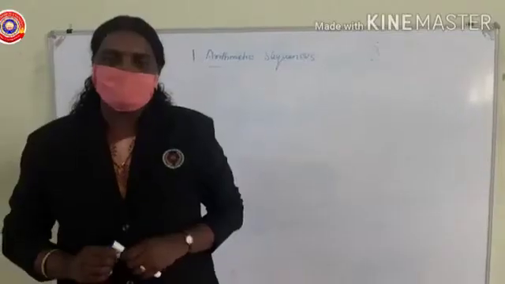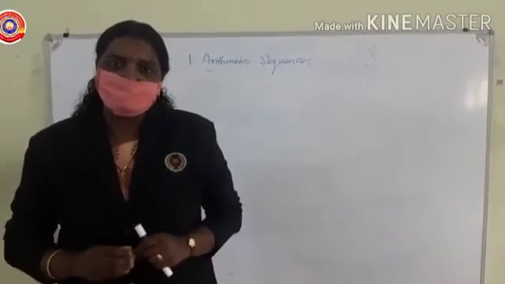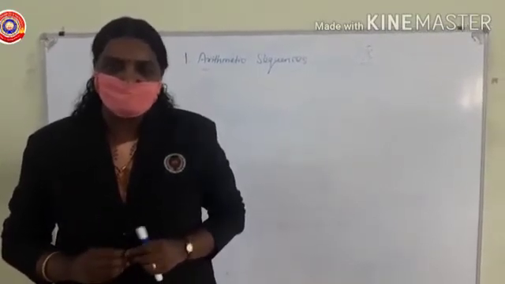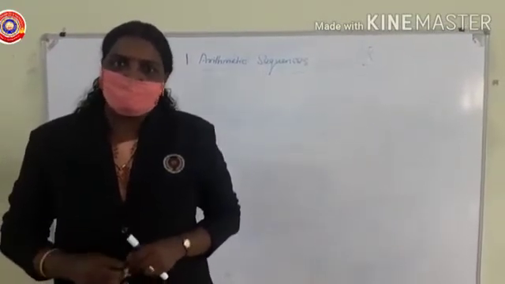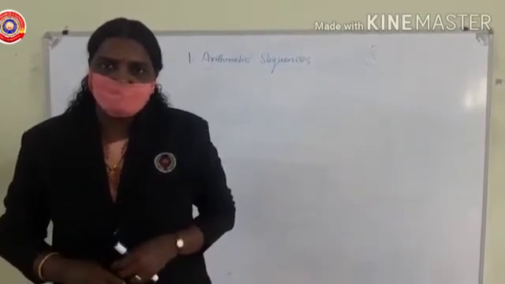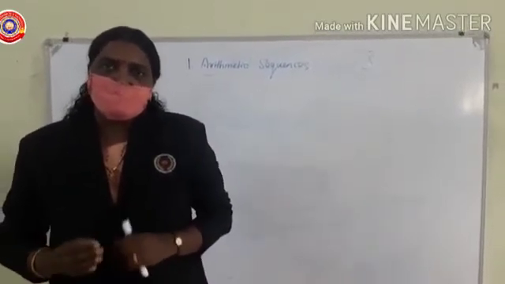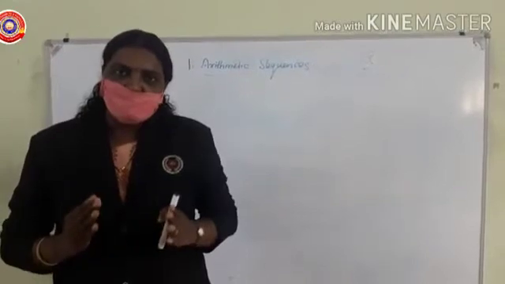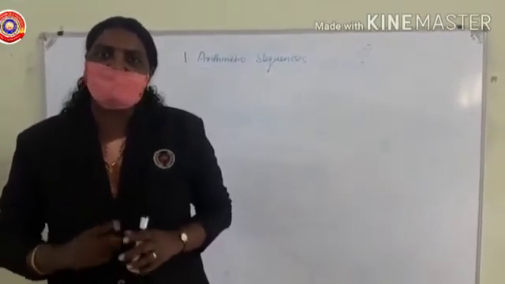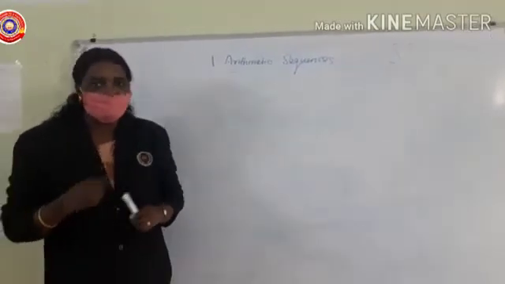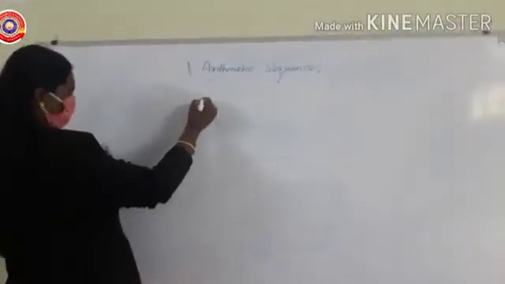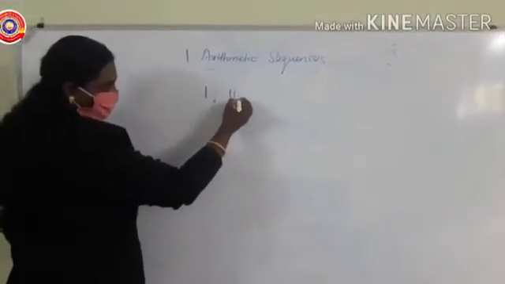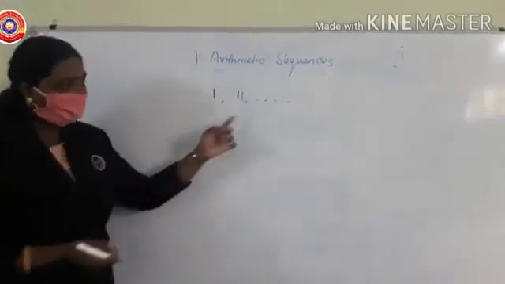Okay. In the last class, we learned about common difference. Let's go through some examples. Can you make an arithmetic sequence with 1 and 11 as the first and second terms? Here, 1 and 11 are the terms of the given arithmetic sequence. Can you find the other terms?